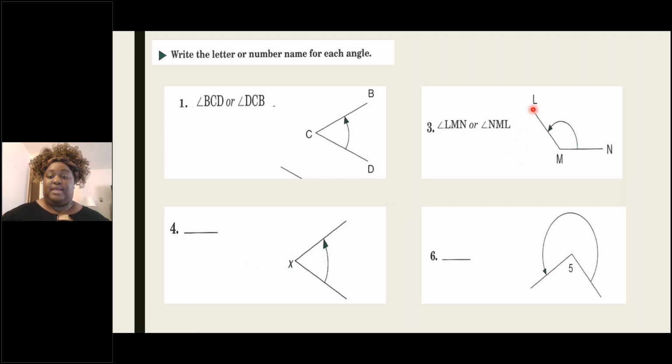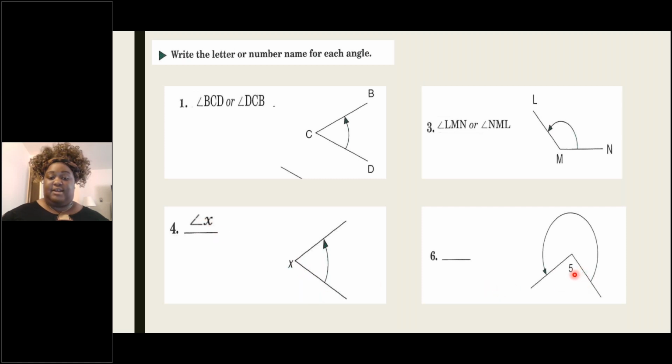How about this one here? So it'll be angle LMN or angle NML. Just remembering that M is my vertex, this is my point, so that's why it's my second letter. How about this one here? It'll be angle X. It's that single letter, but it's at the vertex. That lets us know that that's how it's labeled.